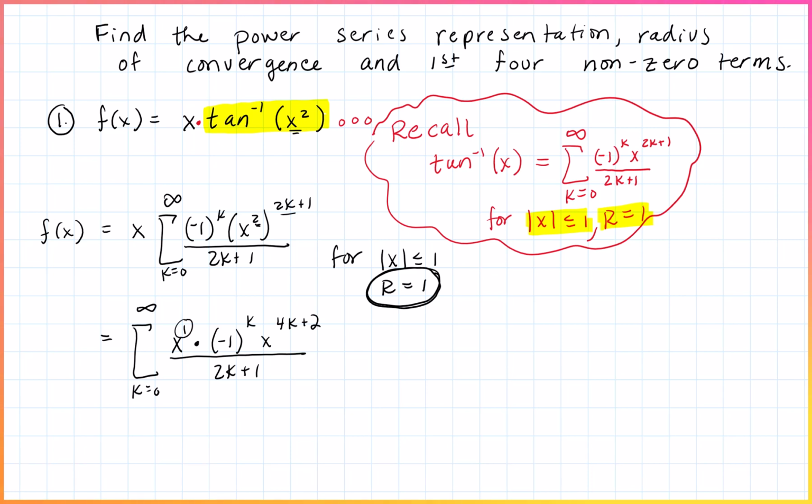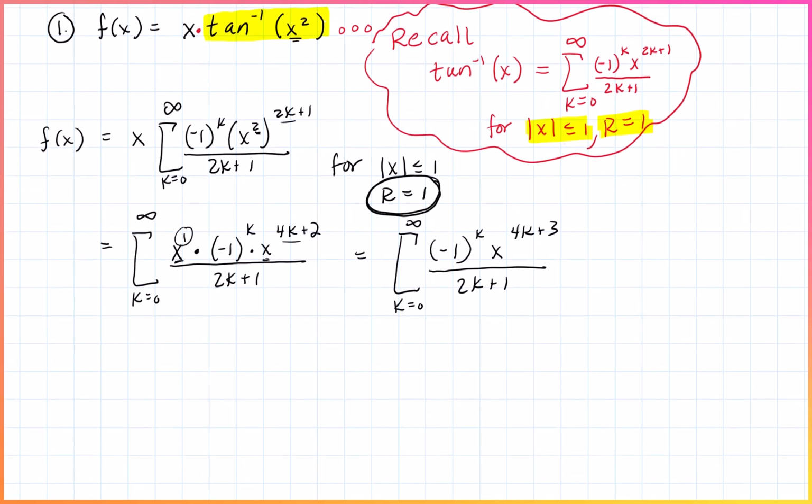And this k to the first power, we could combine these two factors right here by adding their exponents. So this is going to be equal to the series from k equals 0 to infinity. We're going to have negative 1 to the k, x to the 4k plus 3, because we add the exponents, all over 2k plus 1. And so now we actually have a power series representation for x times inverse tangent of x squared.